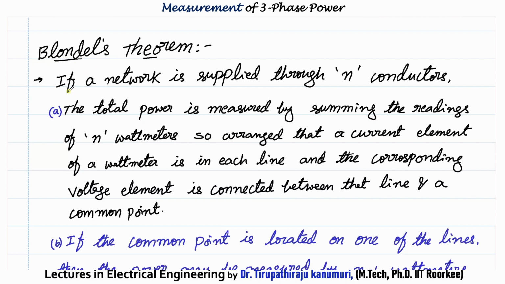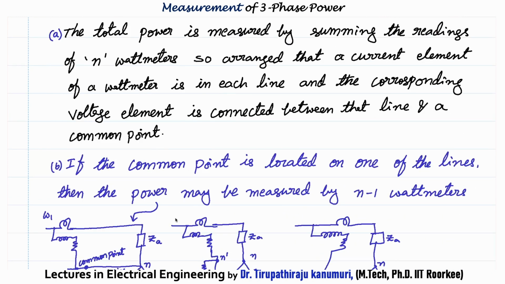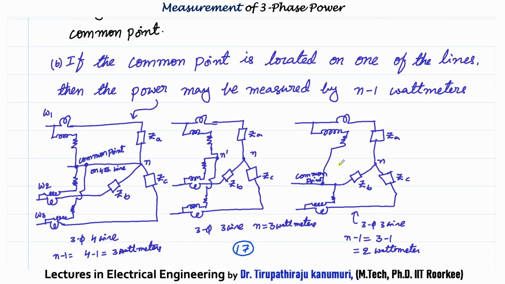Blondel's theorem states that if a network is supplied through n conductors, then the total power is measured by summing the readings of n wattmeters so arranged that a current element of a wattmeter is in each line and the corresponding voltage element is connected between that line and a common point. In the second case, if the common point is located on one of the lines, then the power may be measured by n minus 1 wattmeters. Seeing the statement, it is a little confusing, so let us see the diagram so that this will be clear.